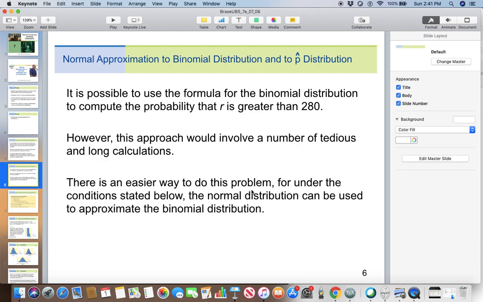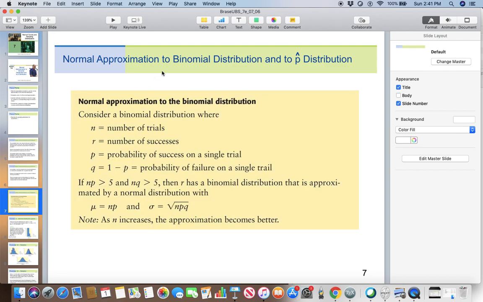There is an easier way to do this problem under the conditions stated below. The normal distribution can be used. So instead of calculating for each R, you can use the following normal approximation to the binomial distribution. You have a binomial distribution. N is the number of trials. R is the number of successes. P is the probability of success on a single trial. Q is the probability of failure on a single trial. So Q is 1 minus P.